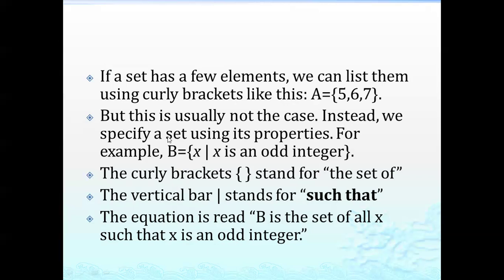Instead, we specify a set using its properties. For example, B is a set like this. We write it like this. The curly brackets stand for "the set of". The vertical bar stands for "such that". The expression is read like this: B is the set of all x such that x is an odd integer.